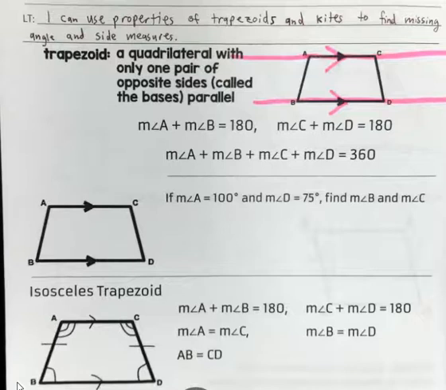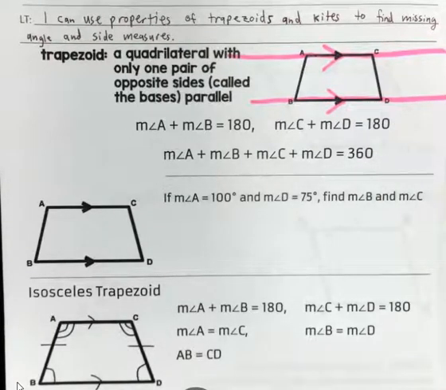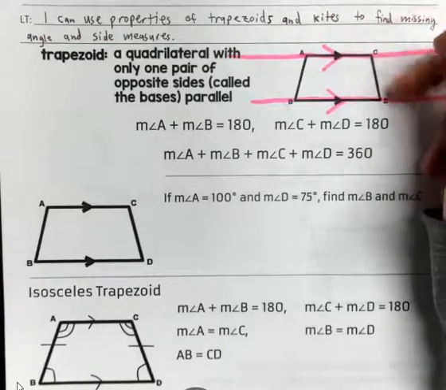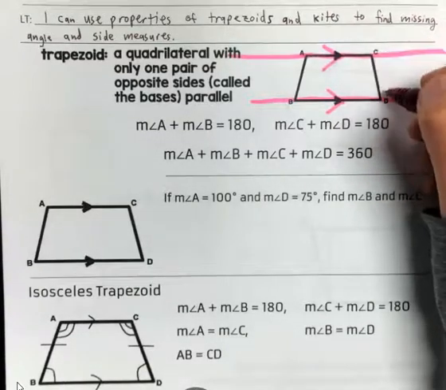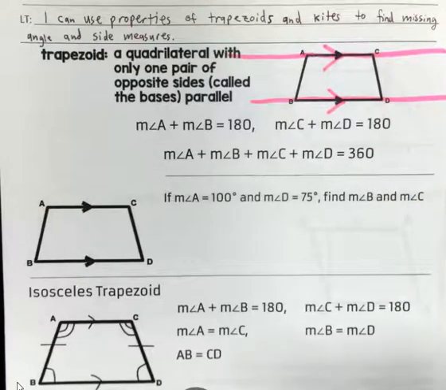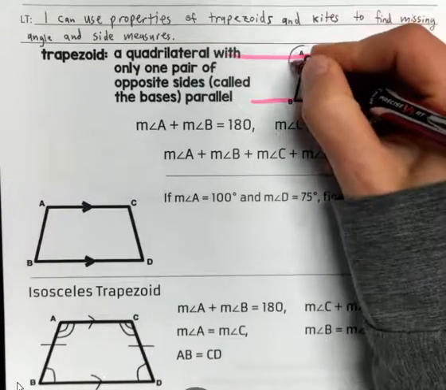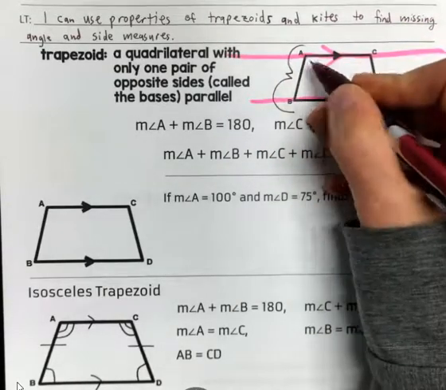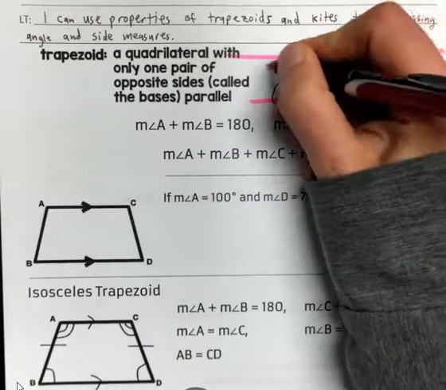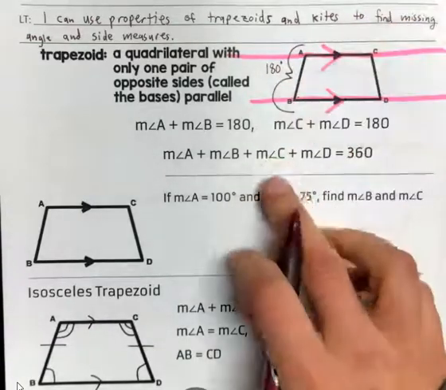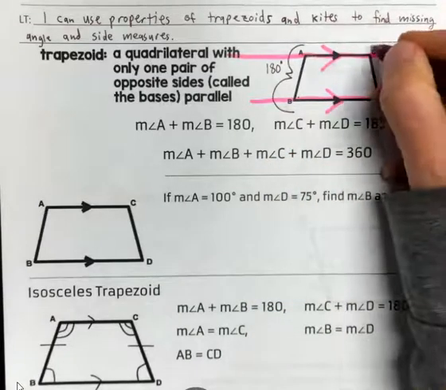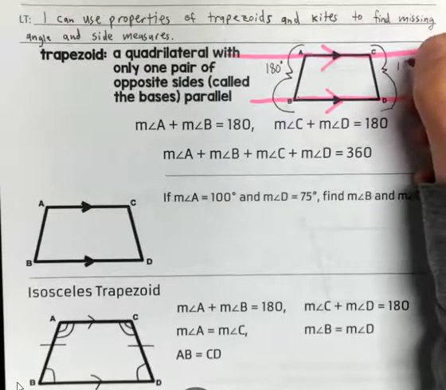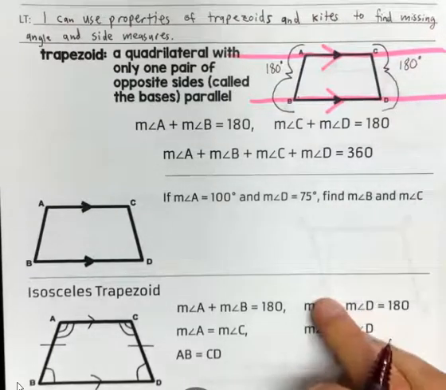It does not necessarily have to have these two arrows if the instructions say that the shape is a trapezoid. Okay, so going way back to our parallel line lesson, when we have two parallel lines cut by a transversal, then we end up with supplementary angles. So this angle and that angle right here, angle A and angle B, add up to 180 degrees. And on this side, angle C and angle D add up to 180 degrees.